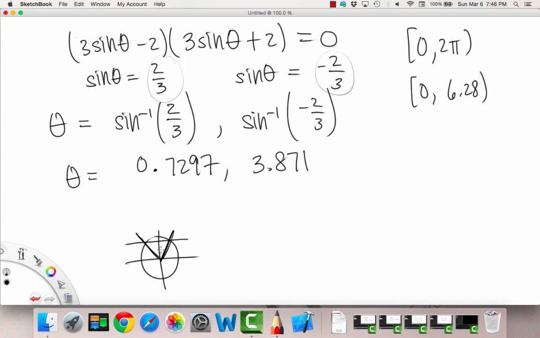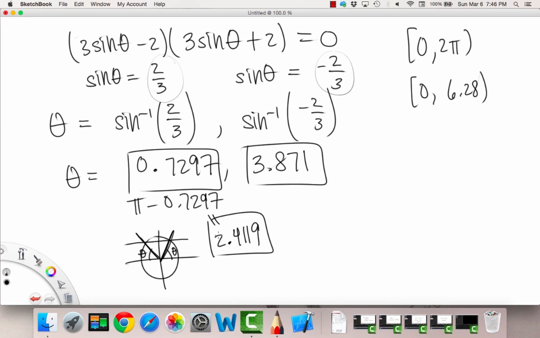We didn't find that one because the calculator only gives us one value, so it gave us this theta here. Because the unit circle is symmetric, we have the theta over here, so all we have to do is subtract that away from pi. So we get pi minus 0.7297, which comes out to be 2.4119. So this is another answer we could get. This is an answer, this is an answer, and that's an answer. And we also get this other one.